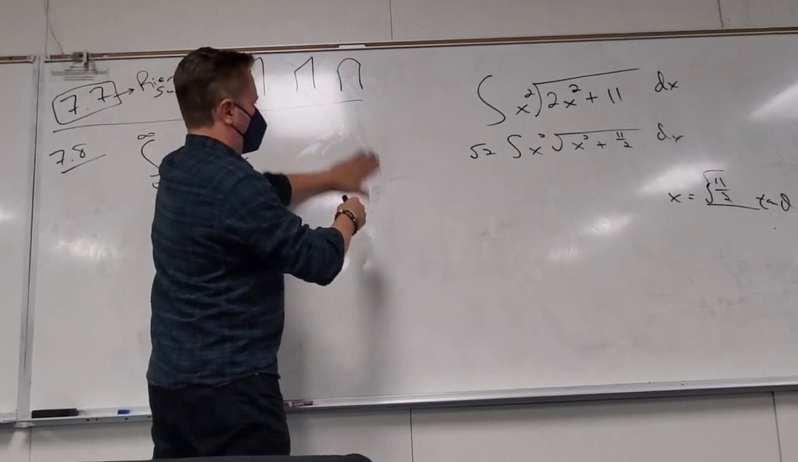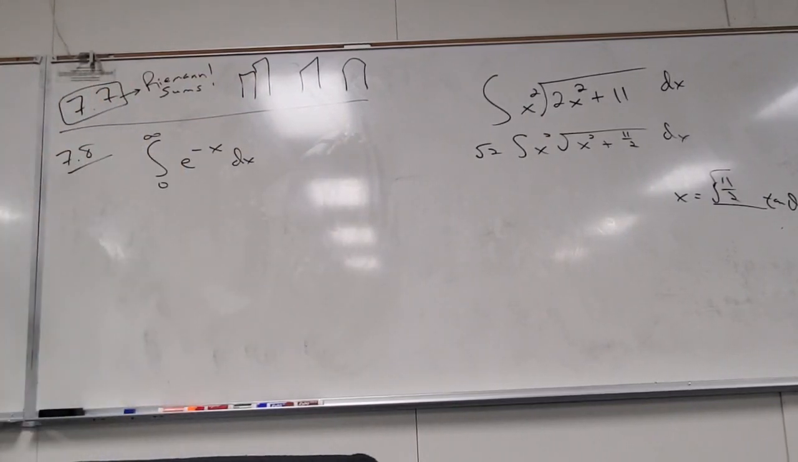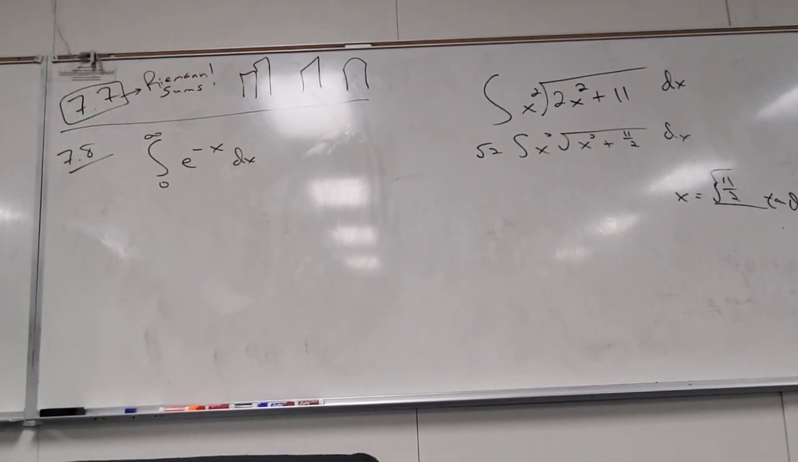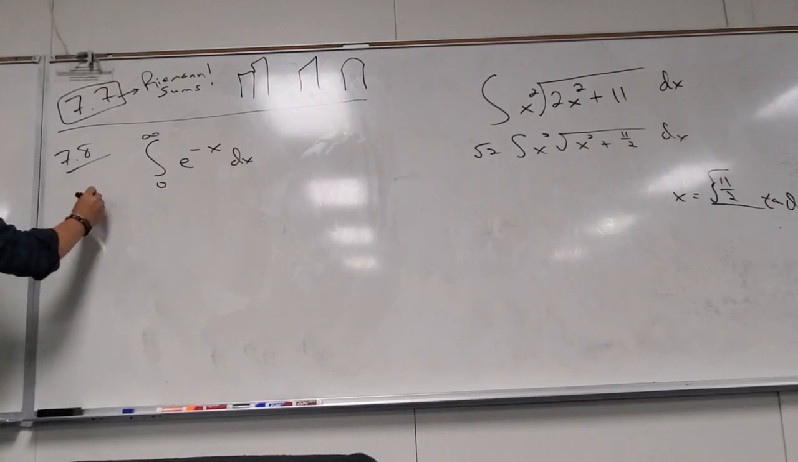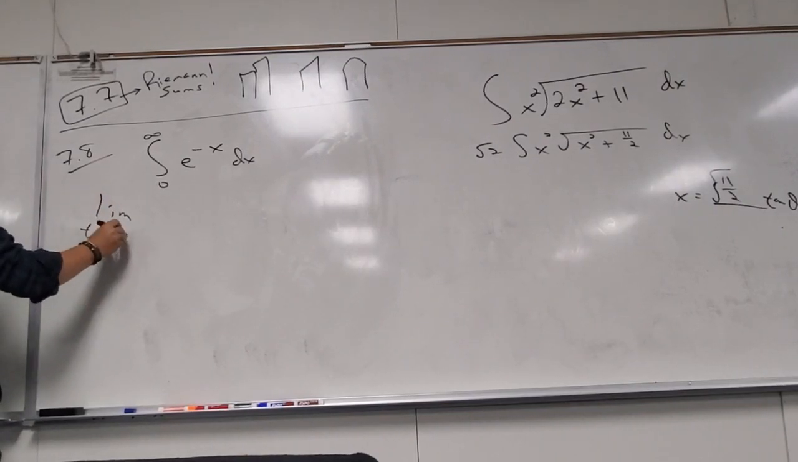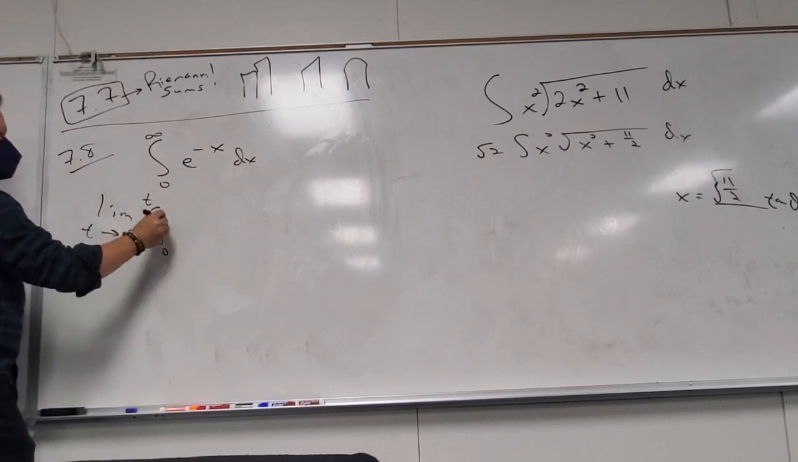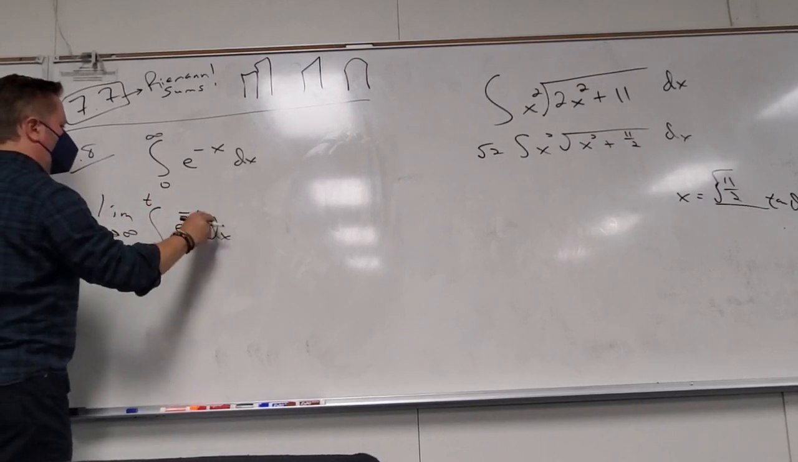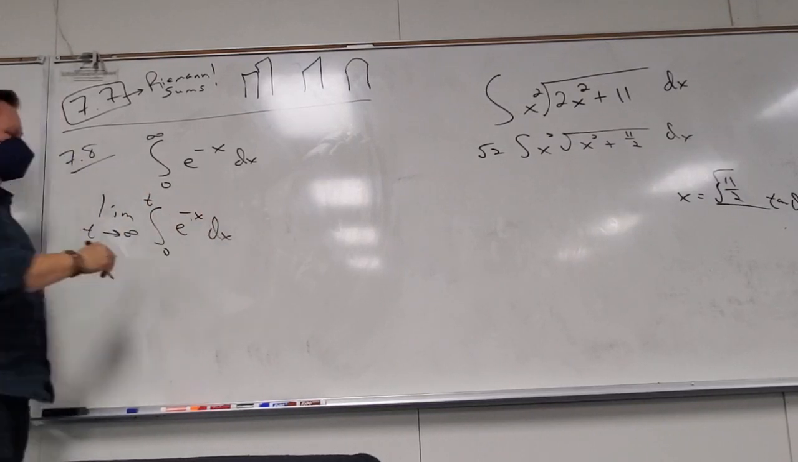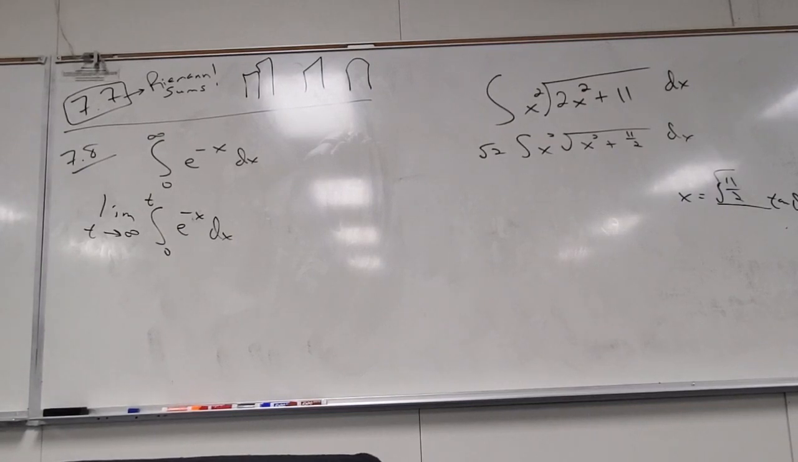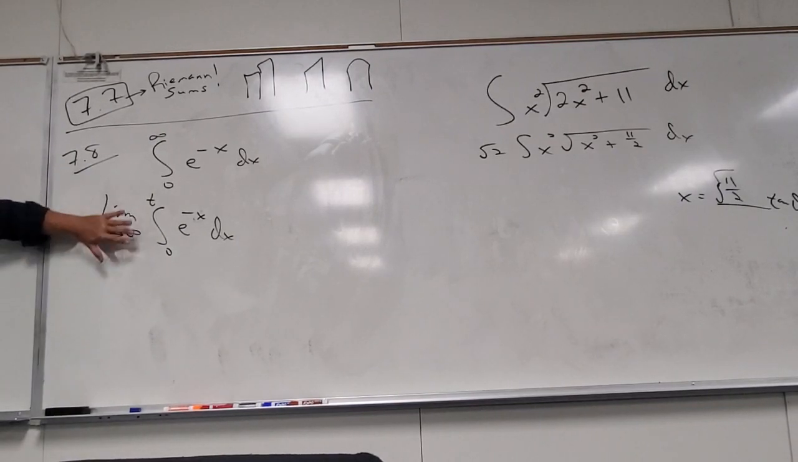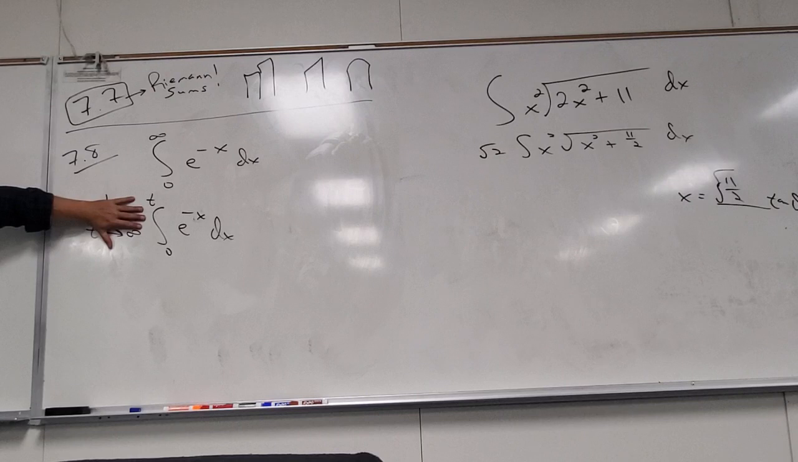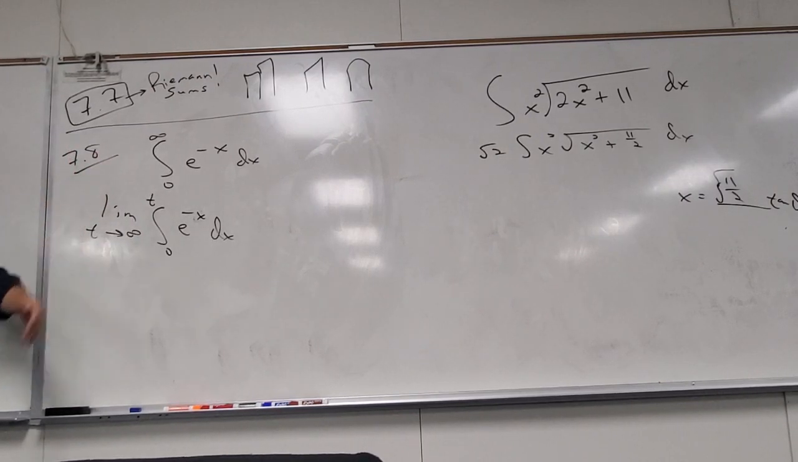So, the way that you must do this is we must rewrite this as a limit. So what this means is you do that integral, and the very last thing you worry about is the limit. But you don't lose the limit. You've got to carry it with you. So let's try this one out.